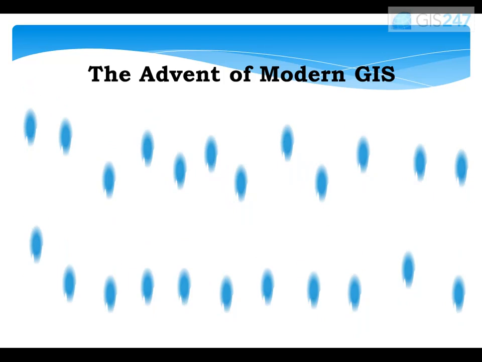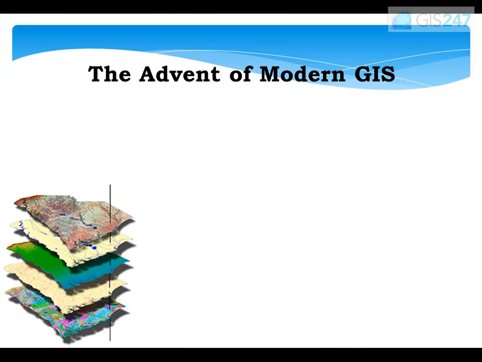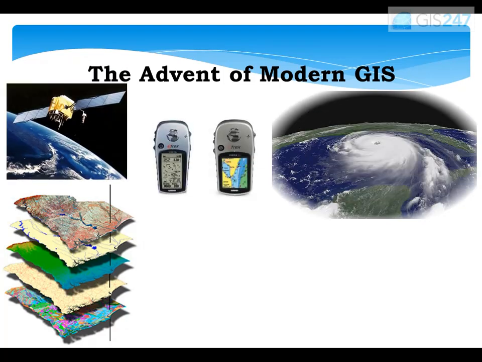Coupled with this was also the age of digital data, where the sources of data for use in GIS became more detailed, accessible and affordable. For example, global positioning systems, GPS, satellite imagery and scanning.